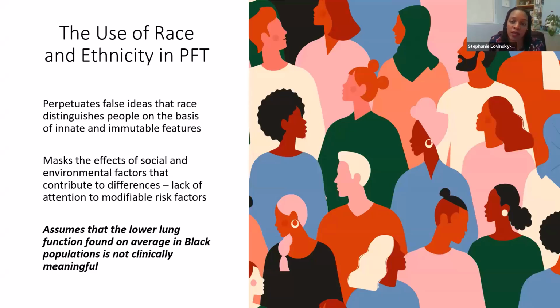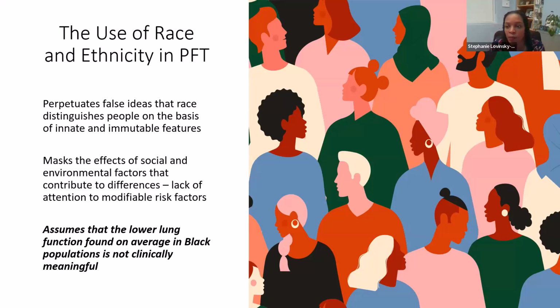And so the problem with using race and ethnicity in pulmonary function testing is that it contributes to and perpetuates this false idea that race distinguishes people on the basis of innate immutable features. You know, this could potentially be harming people because it's masking the effects of social and environmental factors that contribute to differences, including structural and systemic racism. And it also leads to a lack of attention to these potentially modifiable risk factors. And lastly, this practice assumes that lower lung function found on average in Black populations is not clinically meaningful.